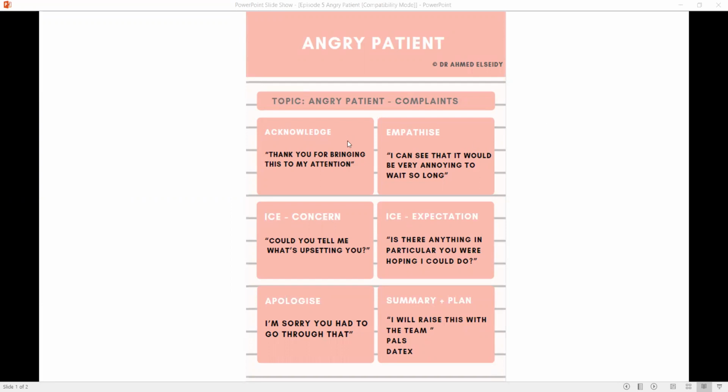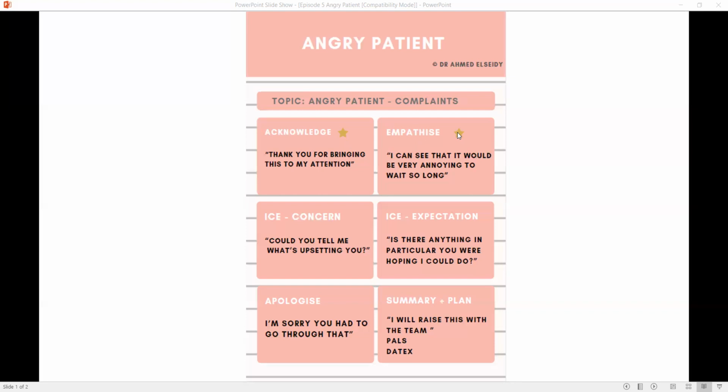The first thing is that you acknowledge his anger. You acknowledge his request. You acknowledge his situation so he can calm down. The patient will be angry, maybe talking in a loud voice. What you do after that, you make him more calm by saying, thank you so much for bringing that to my attention. So this is the first thing, acknowledging.